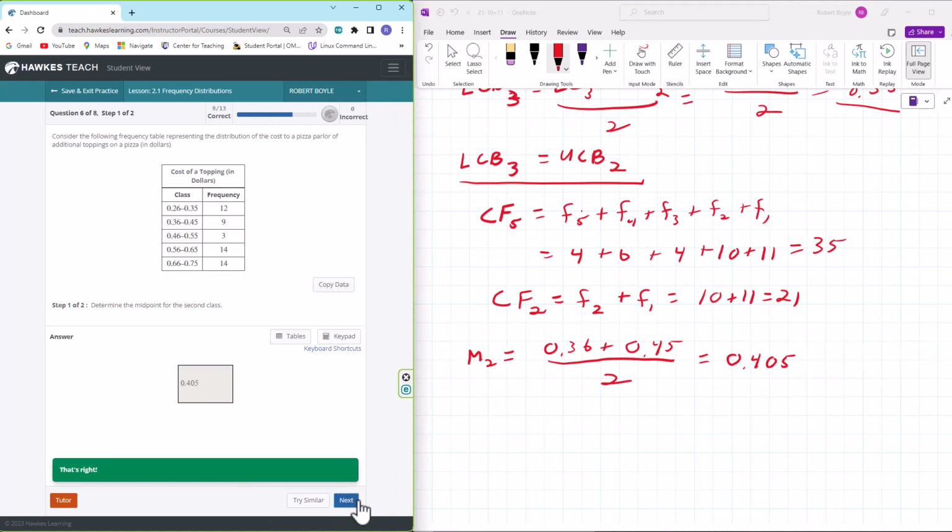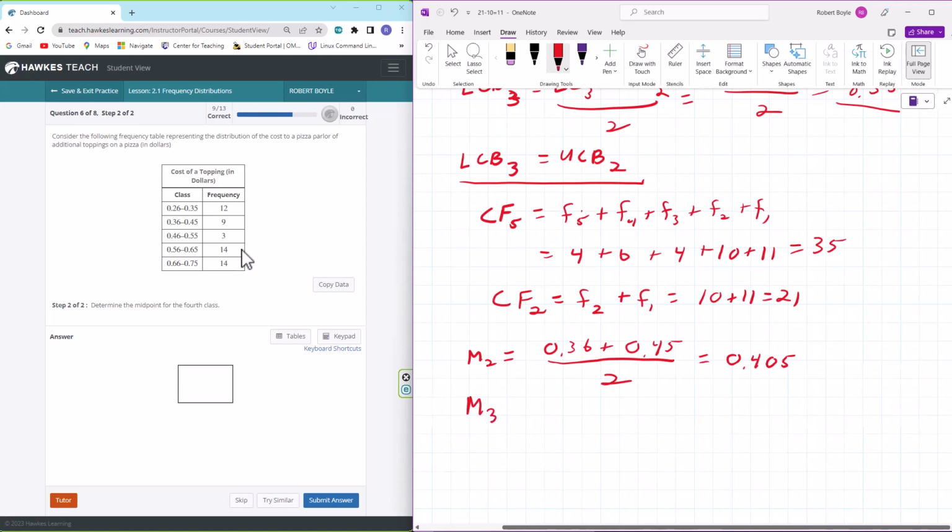Awesome. And next we have to compute another midpoint. This will be the midpoint for the fourth class. Now, we know the class width is 0.1, so the second class was 0.405, this is going to be 0.505, this is going to be 0.605. So the midpoint for the third class is going to be equal to 0.405 plus the class width, which will be 0.36 minus 0.26, which is 0.1, which will give us 0.505.